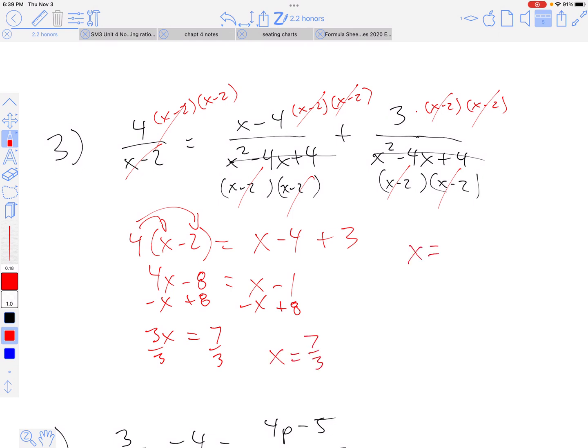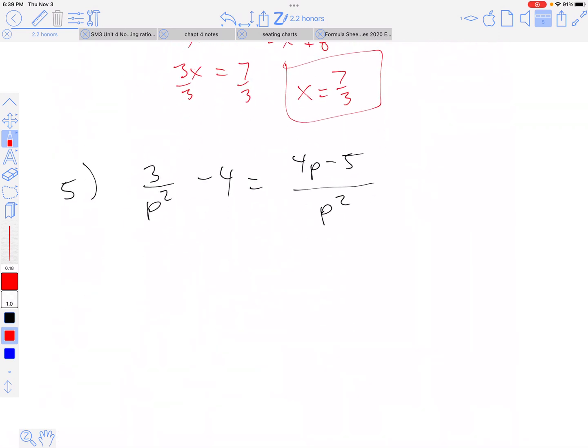And then notice my excluded values are x cannot be 2. Remember, you can't divide by 0, so 2 minus 2 is 0, which 7 thirds works. It's not 2, so we're okay.